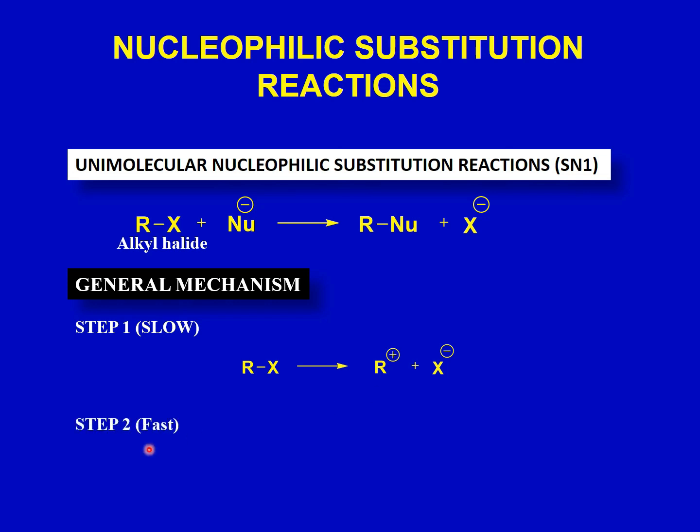Now the second step, which of course is the fastest of the two, will involve the bond formation between the carbocation that was produced in the first step and the nucleophile used in this reaction. So the nucleophile, which here is a negatively charged species, will attack the positive carbocation, forming a bond with the R group. So these are the two steps involved in a unimolecular nucleophilic substitution reaction.